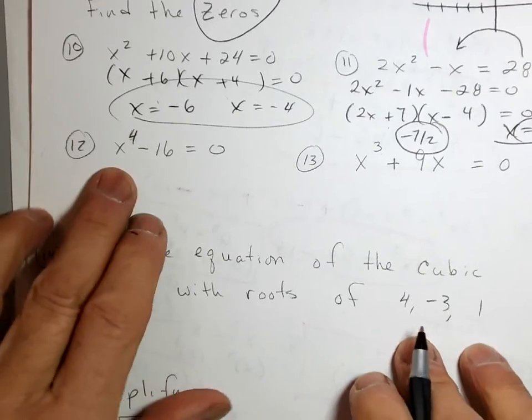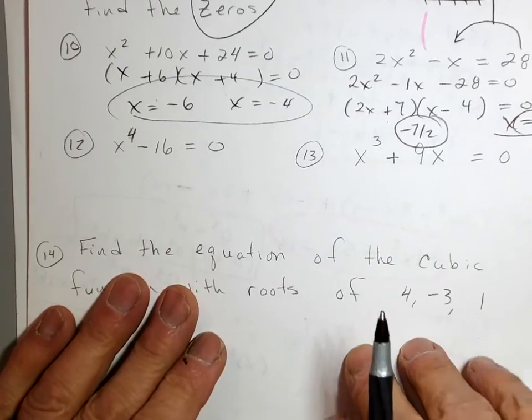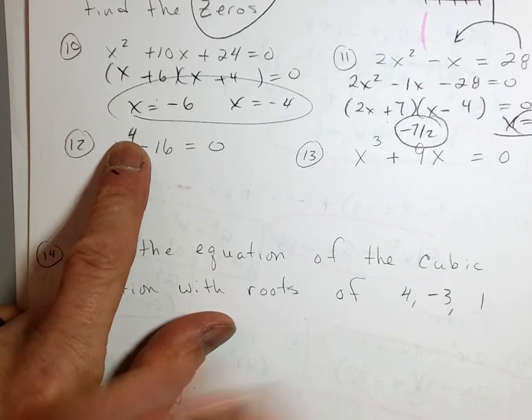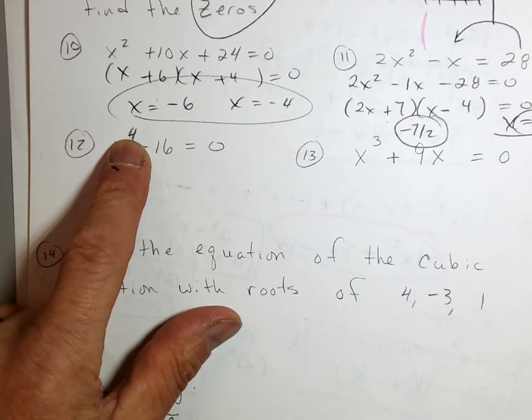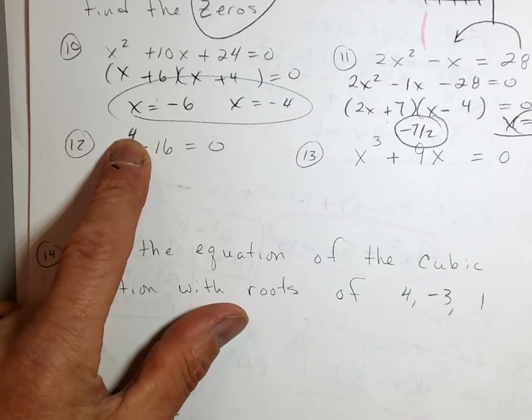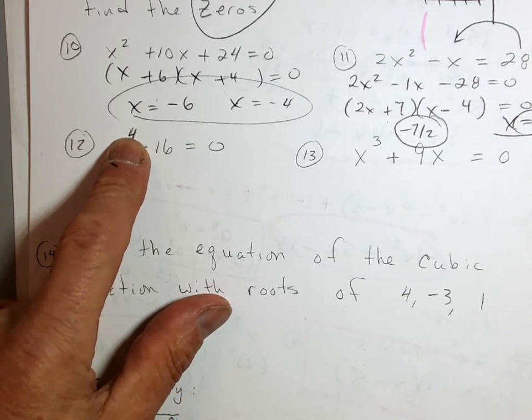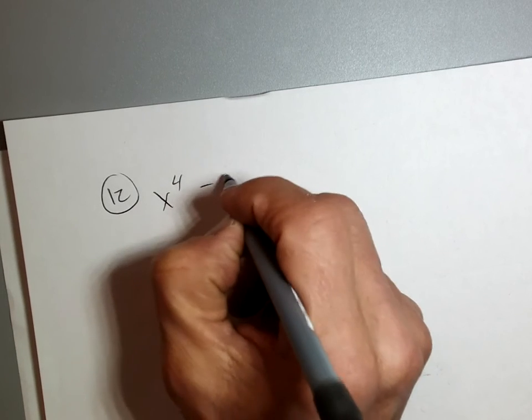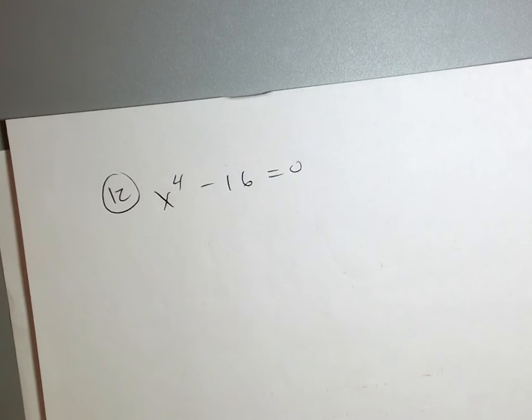Okay, 12. I might do 12 on a separate sheet of paper. How many answers? You know this. Julia, how many zeros? You know this. 4, everybody agree? Everybody should know this. How many zeros? 4. So we should get 4 answers. Let's see how we can get 4 answers, okay? So x to the 4th minus 16 equals 0. Okay, will it factor? Yeah.